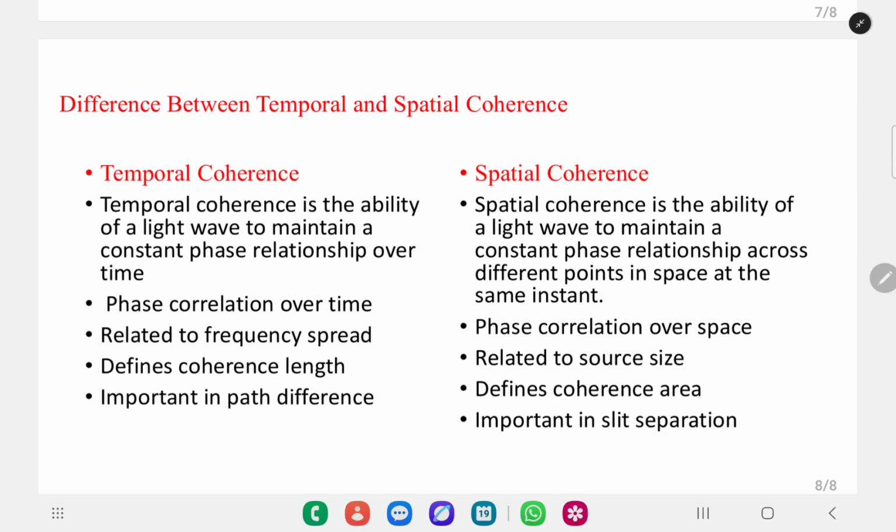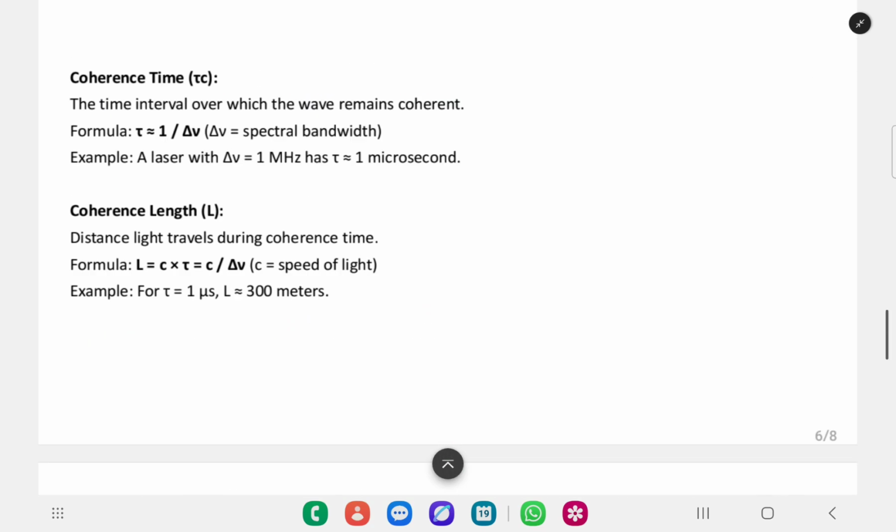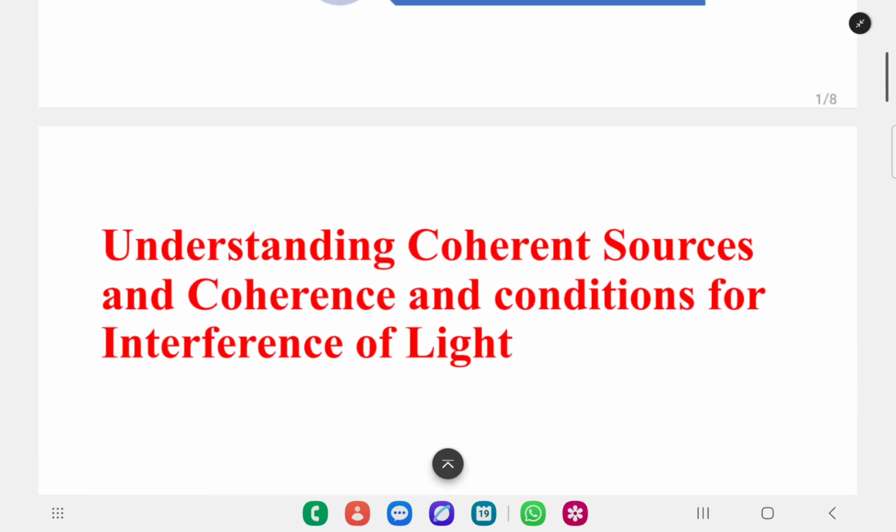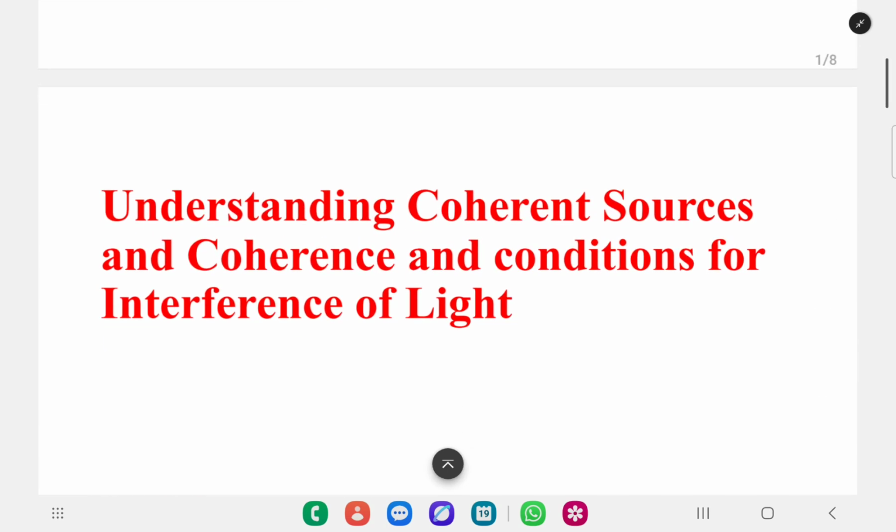By this we have completed two topics: the conditions to get interference of light, and coherence and coherent sources. I hope you understood. You may get this question for 4 marks, so listen again and understand it properly.